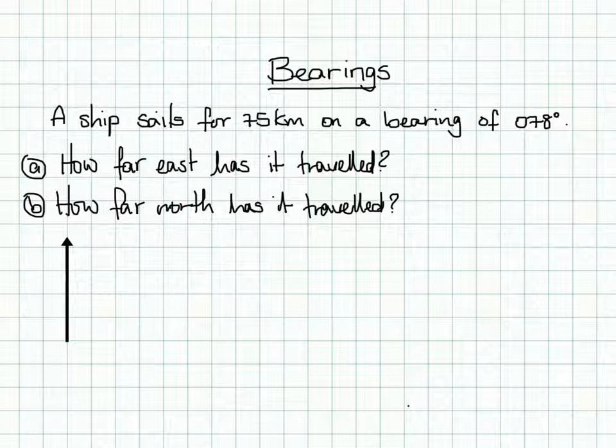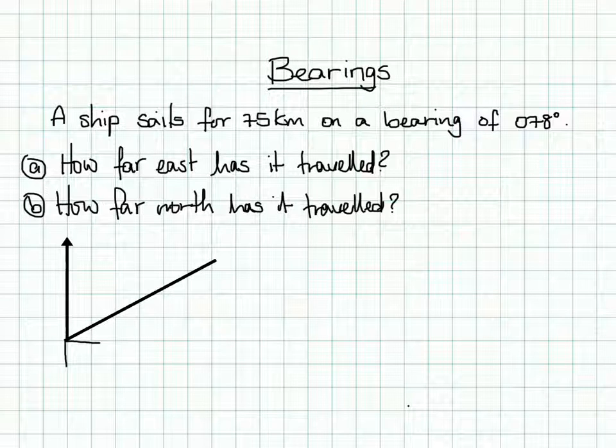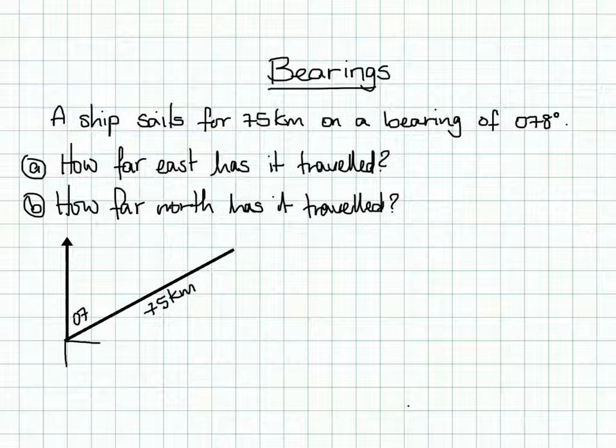Because I already know that that's 90 degrees to go due east, that's 180 to go south, I only want 78 degrees, so I'm going to assume that that's going to be something like that. And it sails for 75 kilometers, so I will call that length 75 kilometers there. 078 degrees, so that my bearing starts from the north line and goes in a clockwise direction. Everything like this we've covered in our last video.